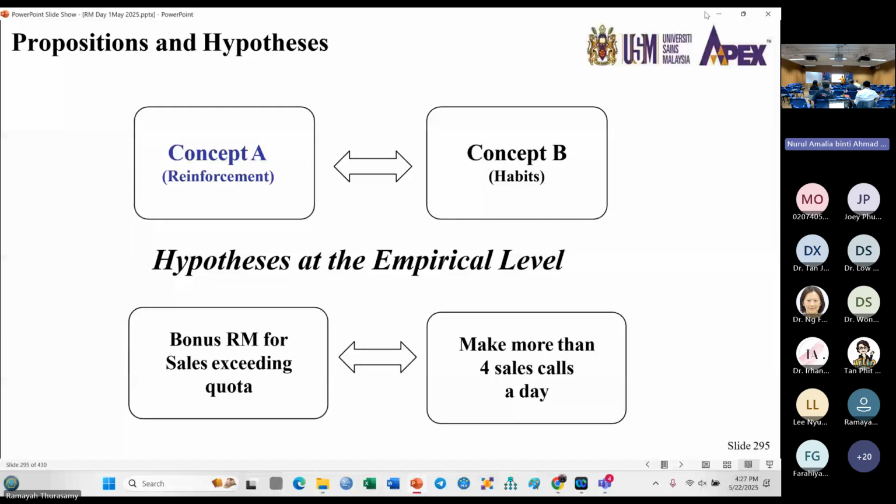We need to bring the theory to a measurable level. Then only we can test. We call them hypotheses. At the theoretical level, we call them propositions. So if you see papers published in journals, when they have a conceptual model, it is labeled as P1, P2.